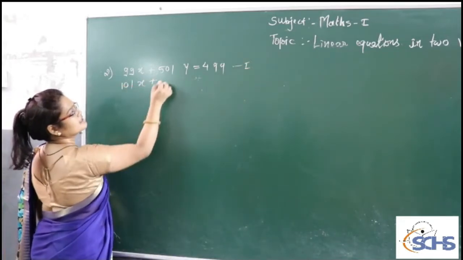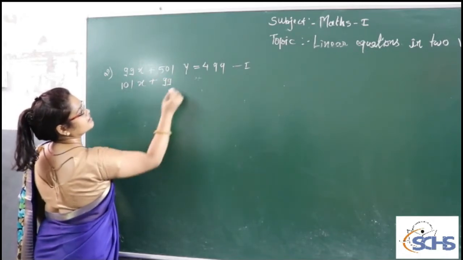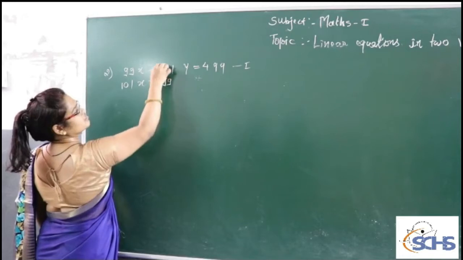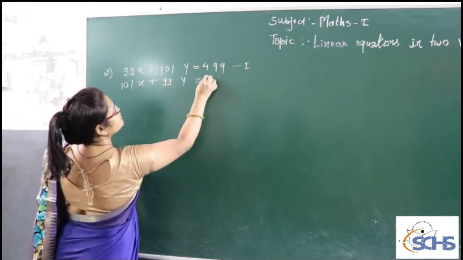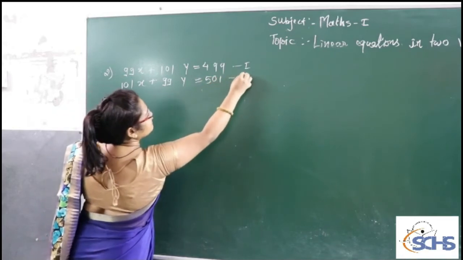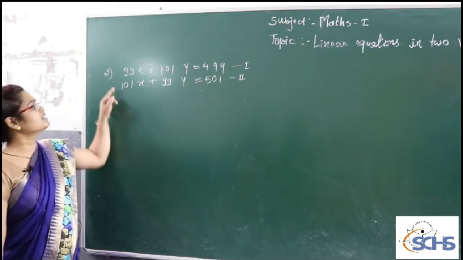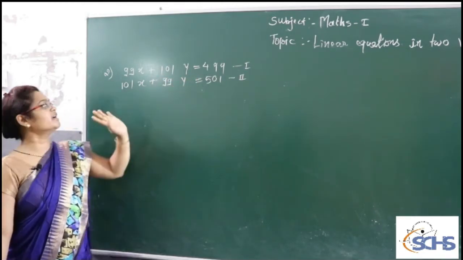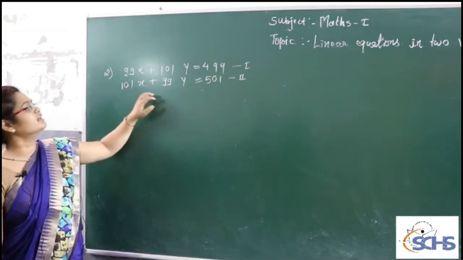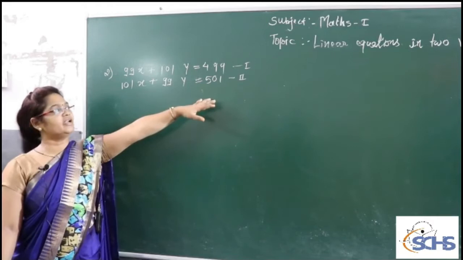101x plus 99y, sorry, it is 99y, it is equals to 501, that we will take as equation number 2. The first equation is 99x plus 101y equals to 499, and the second equation is 101x plus 99y equals to 501.